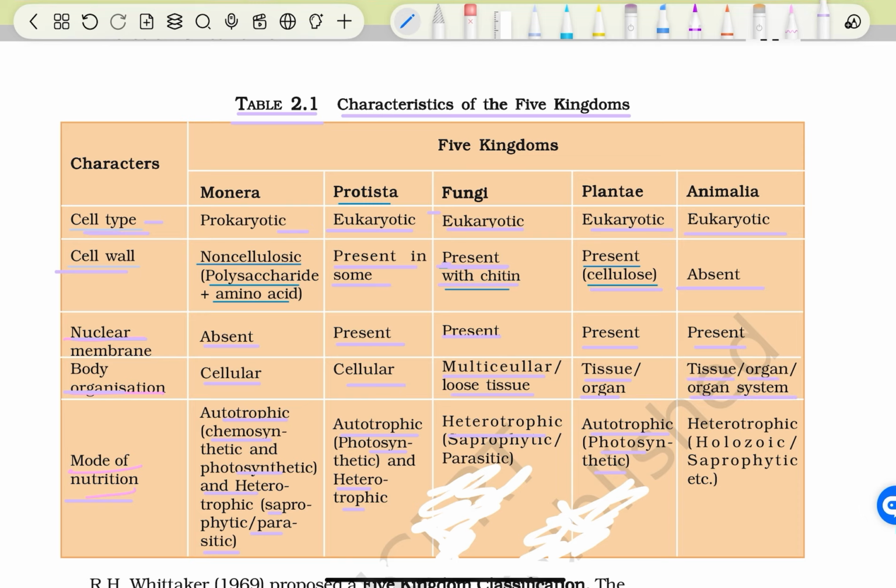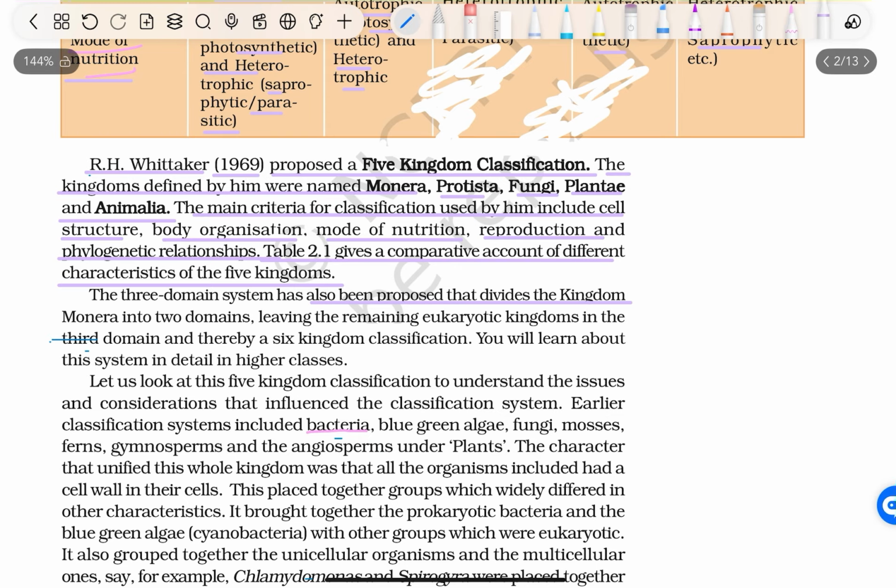The three-domain system has also been proposed that divides the kingdom Monera into two domains, leaving the remaining eukaryotic kingdoms in the third domain, and thereby a six-kingdom classification. You will learn about this system in detail in higher classes. Let us look at this five-kingdom classification to understand the uses and considerations that influence the classification system.